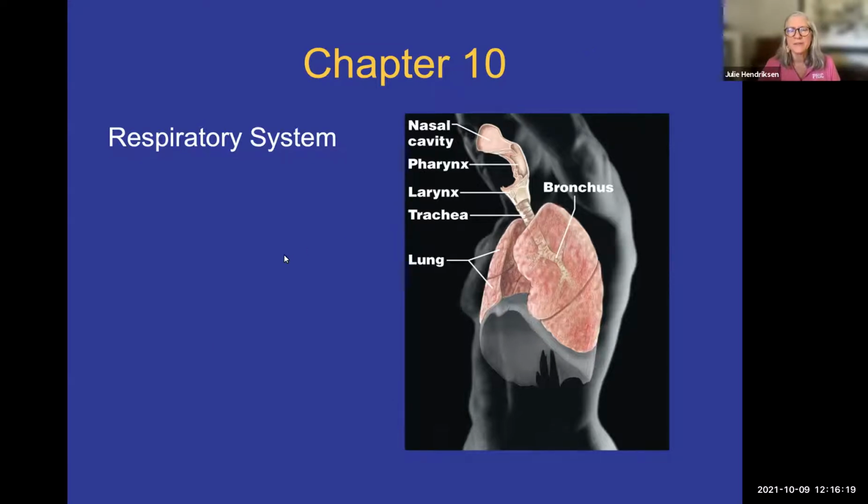So here's a nice diagram of those structures that are part of the respiratory system, that of course works in conjunction with our cardiovascular system to make sure those gases get to your cells. Specifically, oxygen comes in, and then CO2 is released. CO2 represents a byproduct of metabolism, and it is a waste product that we need to get rid of.